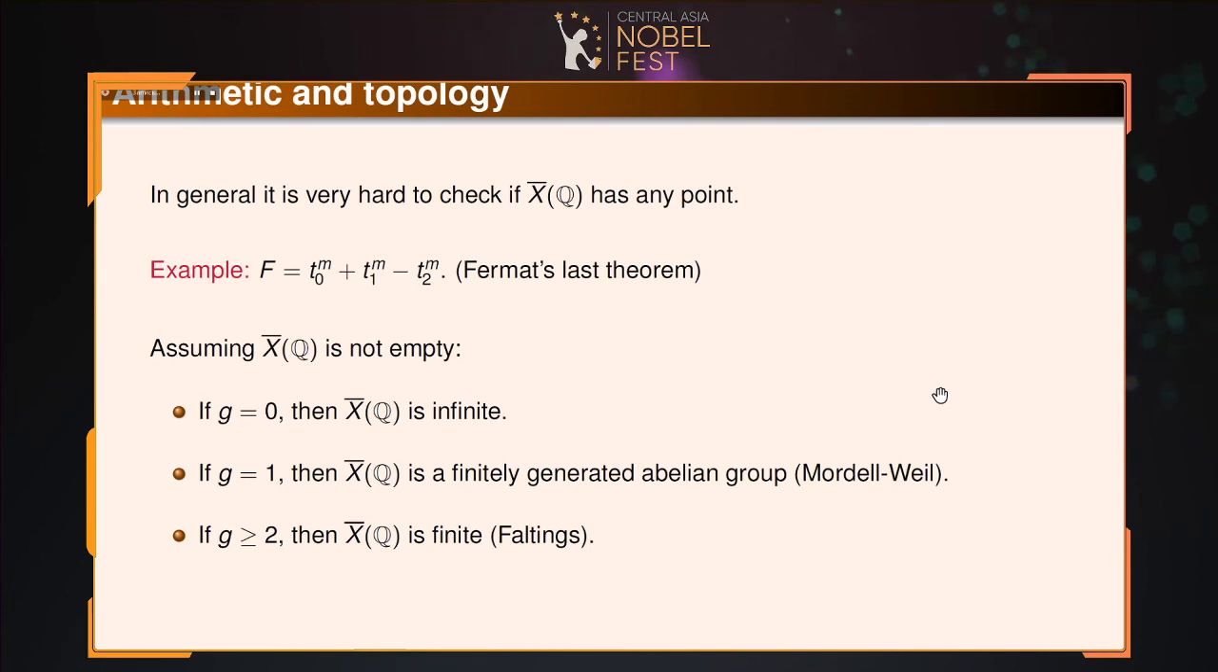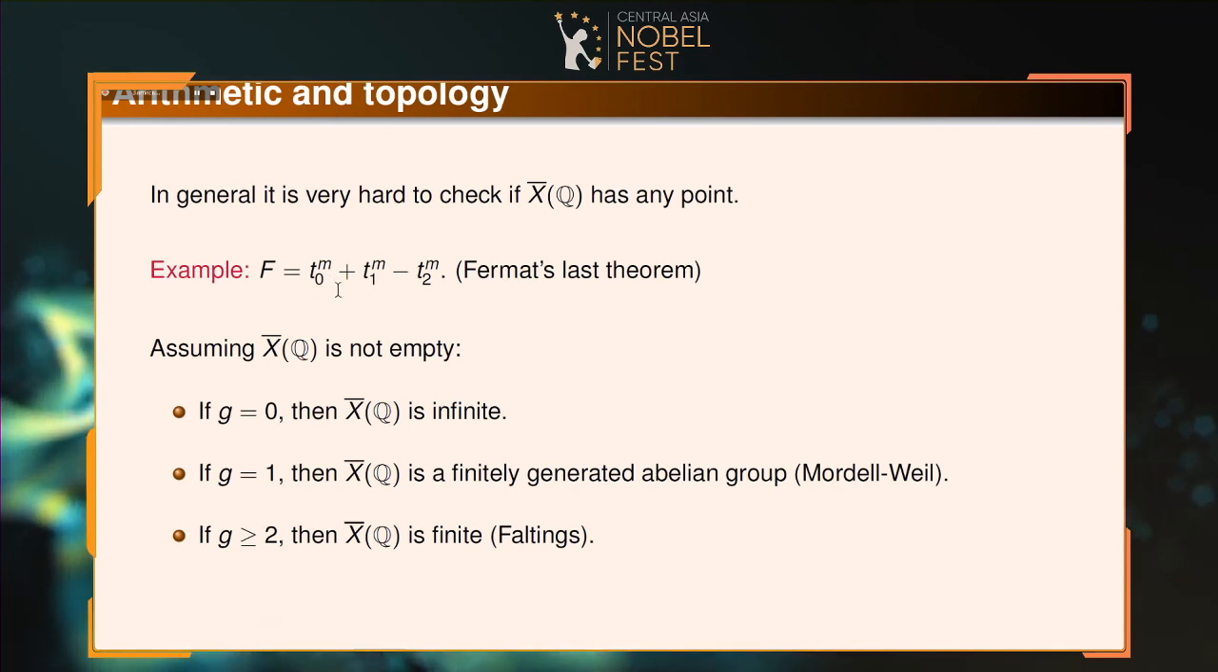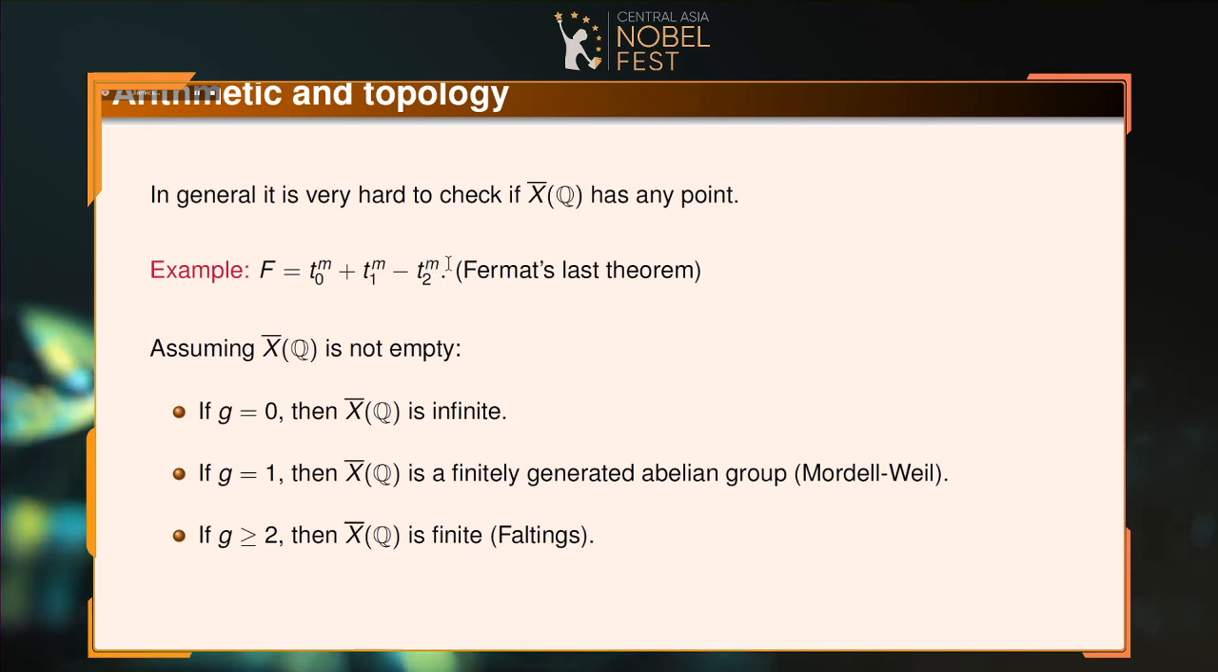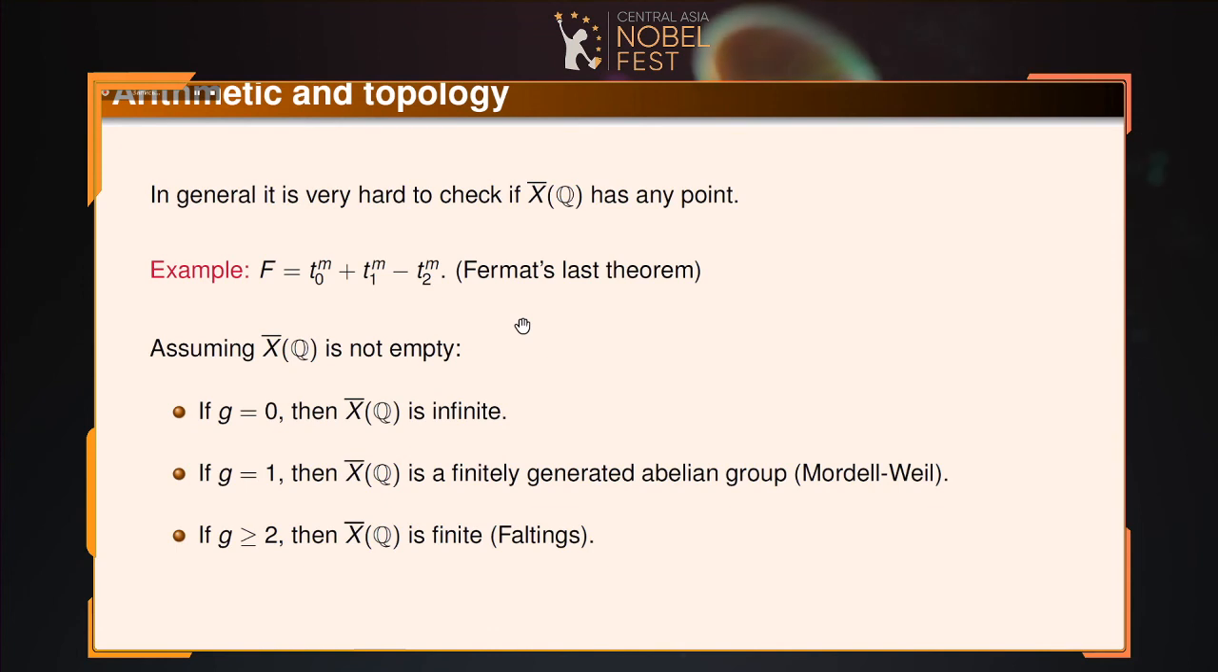So it has a not too complicated kind of topology, but its arithmetic is very, very complicated. In general, it's very hard to see if there is any point in this space with coordinates in the rational numbers. A famous example of this kind of situation is where we take f to be t0 to the m plus t1 to the m minus t2 to the m, where m you can take to be d, so the degree will be d. The arithmetic is very, very complicated, but what we know here, I can list it.